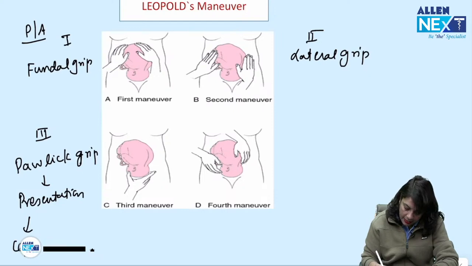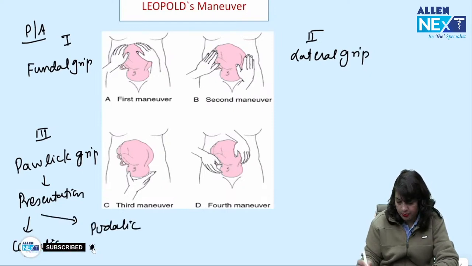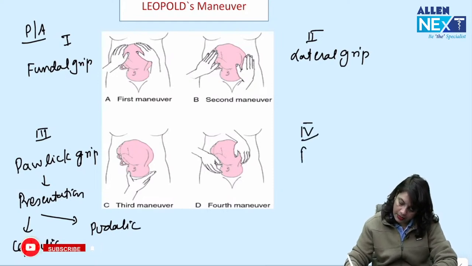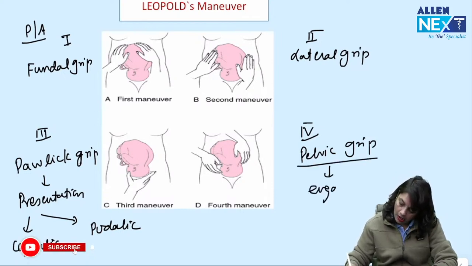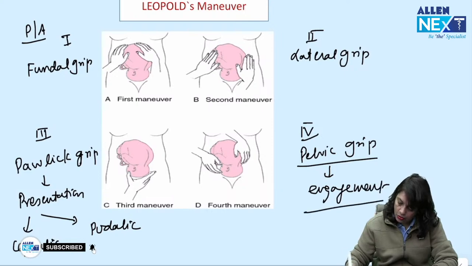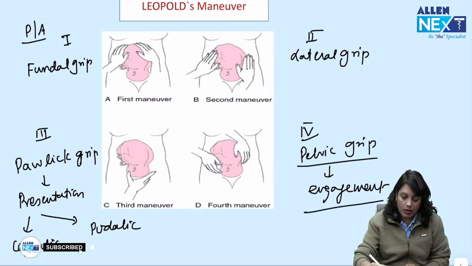Presentation can be cephalic, which is shown in this image, or it can be podalic, which is breech. And the fourth grip is the pelvic grip, which is for engagement. So you can get this complete image and they can ask you what is this maneuver?